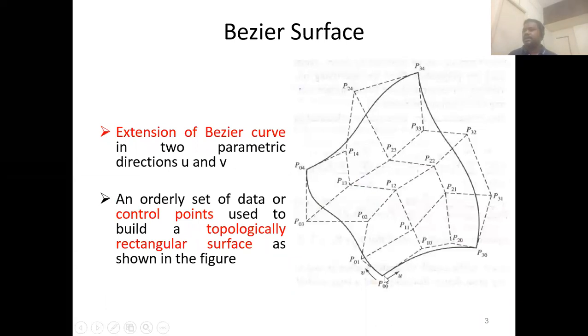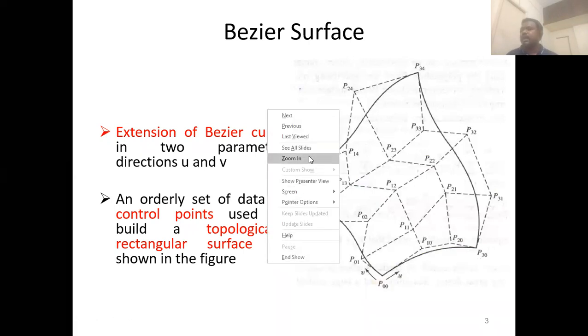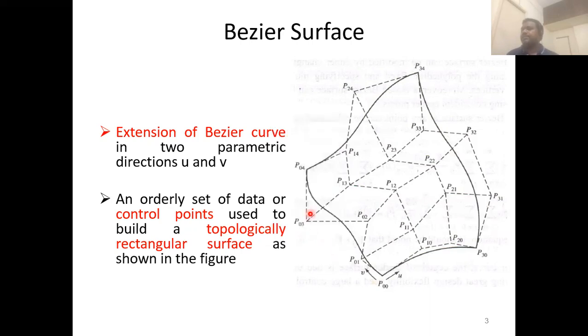So this surface, if you take, this is a Bezier curve controlled by 1, 2, 3 and 4, 4 control points, and it is a Bezier curve only actually. This boundary is a Bezier curve, this is also a Bezier curve, this is a Bezier curve, and this is also a Bezier curve. Okay, so these are all the Bezier curves.